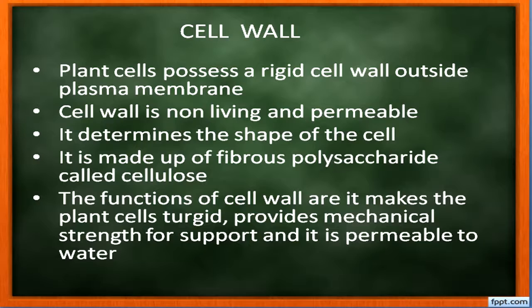Then if you take the cell wall, it is the external membrane which is present in plant cells, and the cell wall is made up of a complex substance which we call cellulose. This cellulose provides structural strength to plants. Okay. So the main function of the cell wall is to maintain the turgidity of the cell. That is, it helps to withstand very high water pressure.